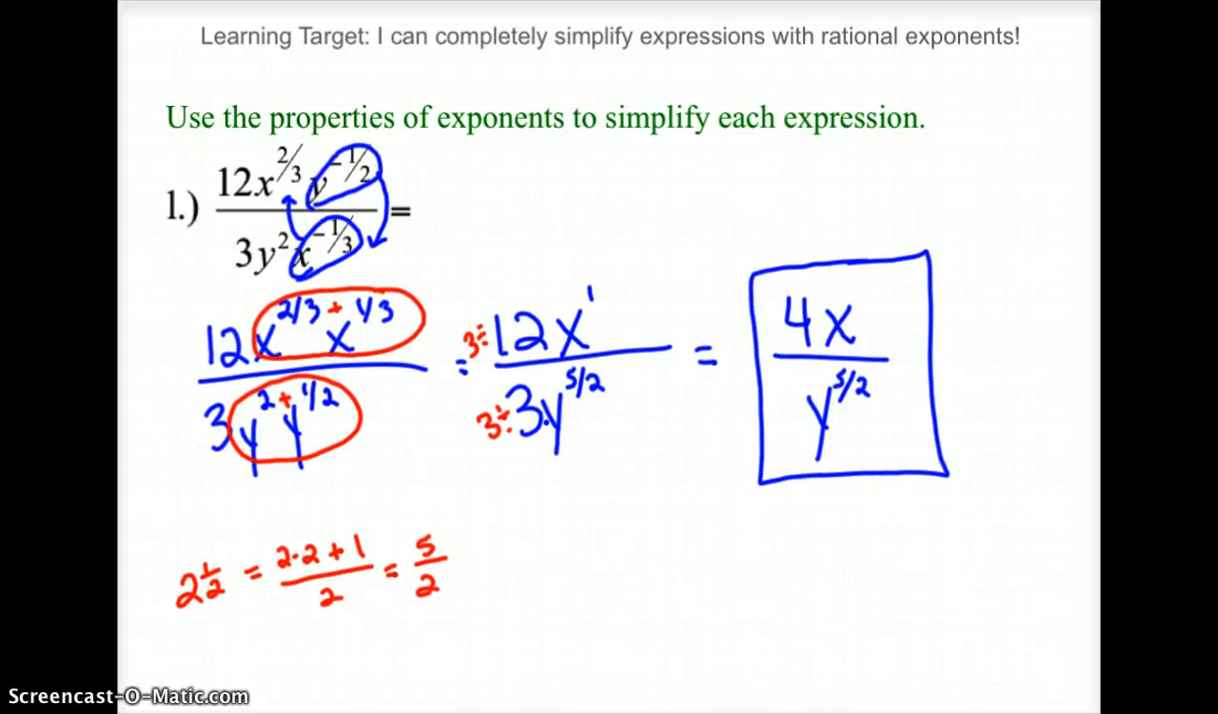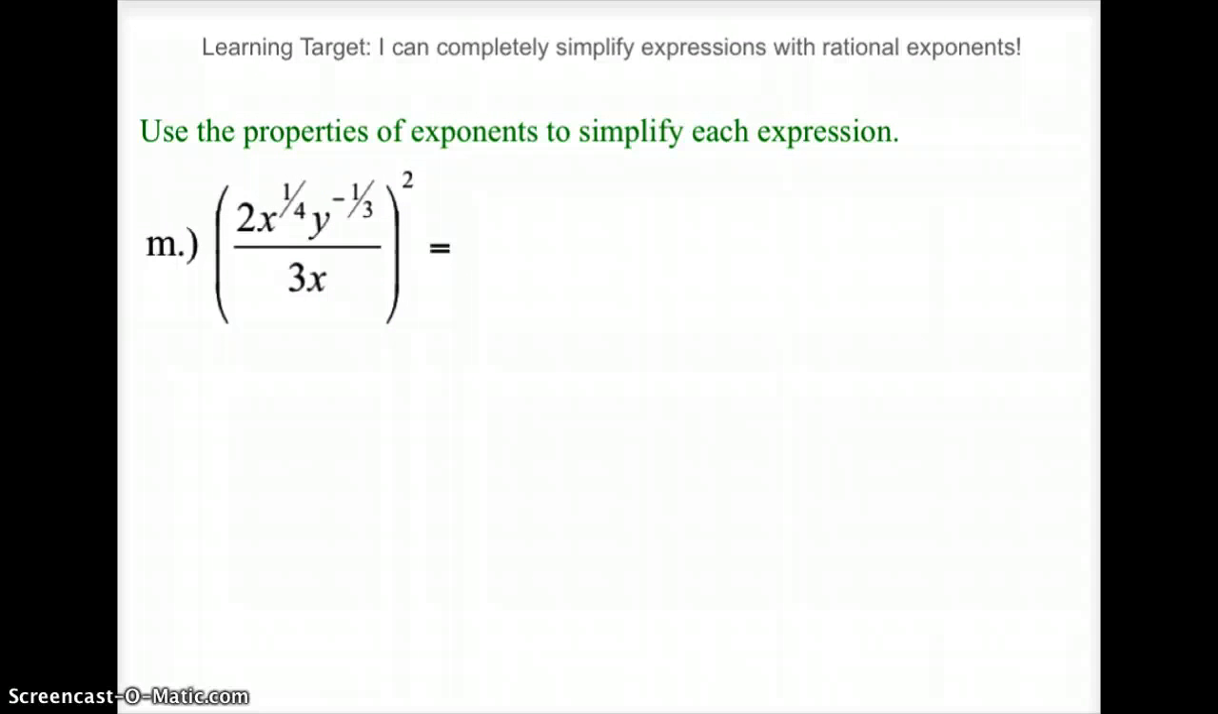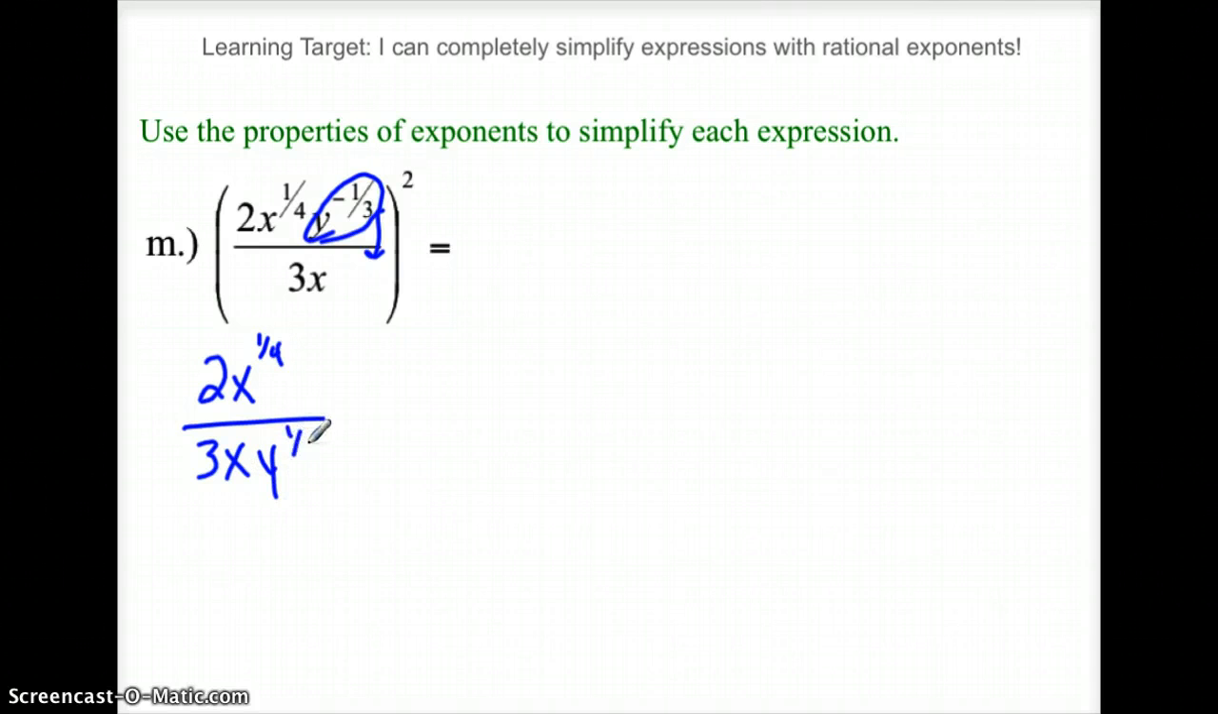Now we've got one more to look at to finish up what we did in class. Again, if you have negative exponents, we should move them down. So it looks like this y needs to come down. So 2x to the 1/4, he's staying up top. 3x staying on the bottom, but with them now we'll have y to the positive 1/3. Remember, we still have this parenthesis with a square on the outside.